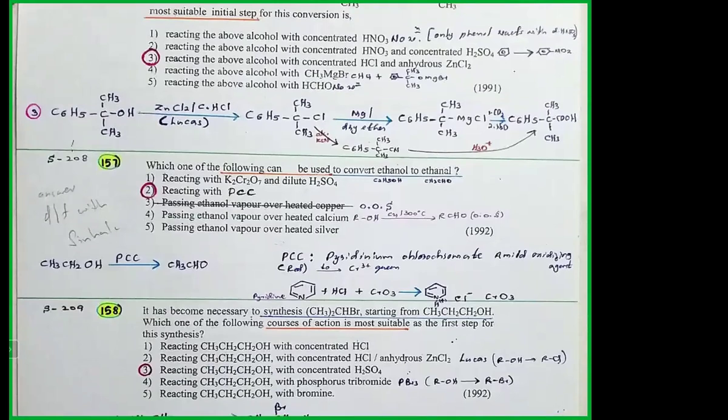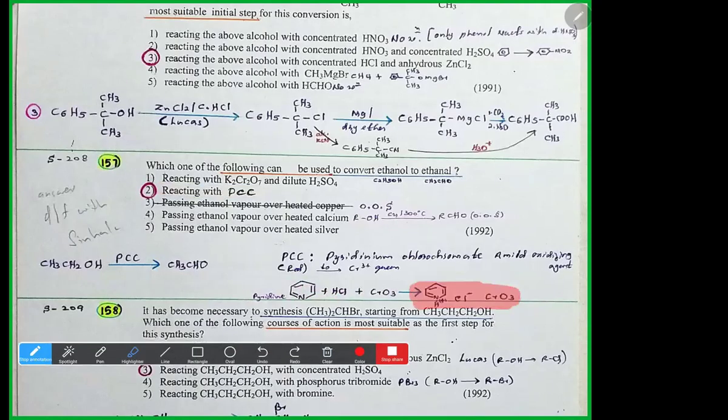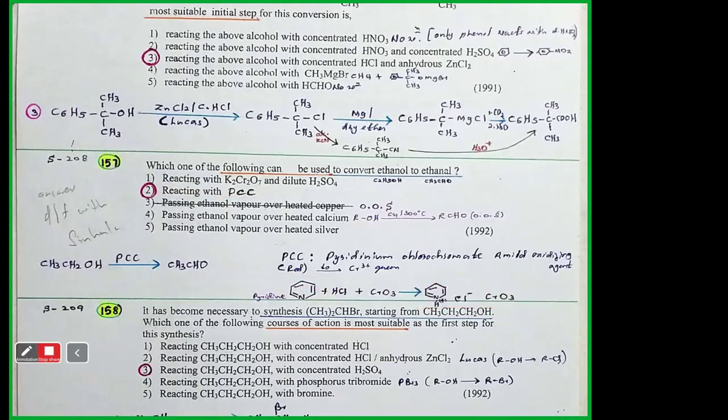157. Okay, only one single reagent converts primary alcohol to aldehyde compounds, that is PCC. This is pyridine, HCl and CrO3, pyridinium chlorochromate. This is PCC. Primary alcohol to aldehyde.